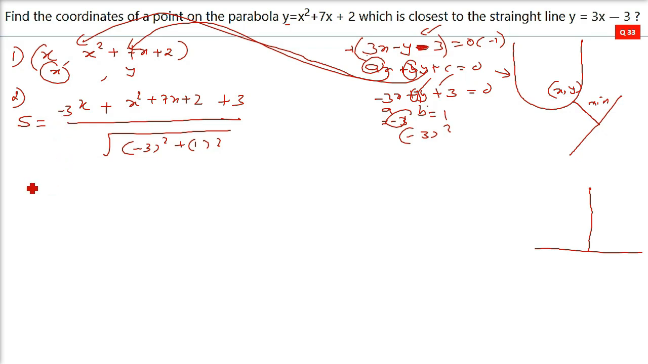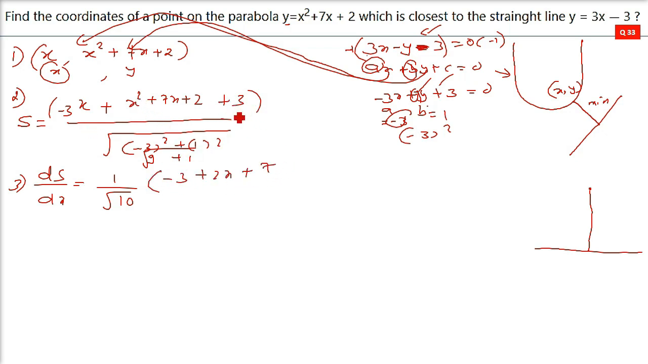This is your s. You can call it a distance, or d also. Now ds by dx. So I am now simplifying it and then differentiating it. The denominator is of course under root 10, so 1 by under root 10. Differentiating the numerator, it is minus 3 plus 2x plus 7. 7 minus 3 is 4. You are going to get 2x plus 4. So the numerator is 2x plus 4, the denominator is under root 10.